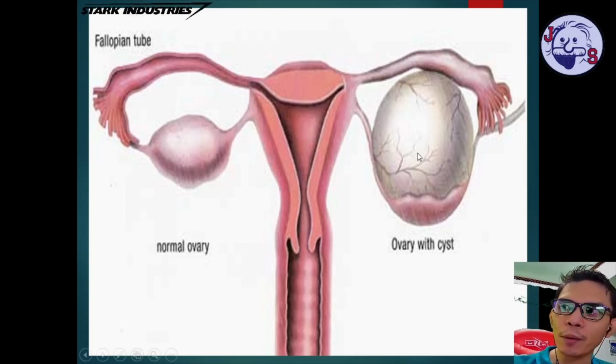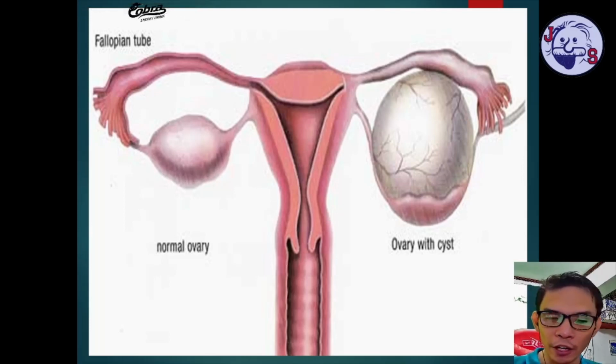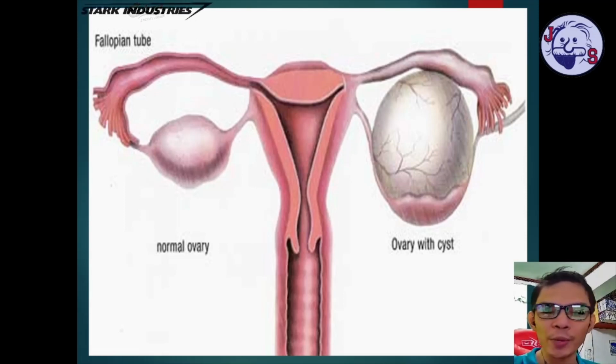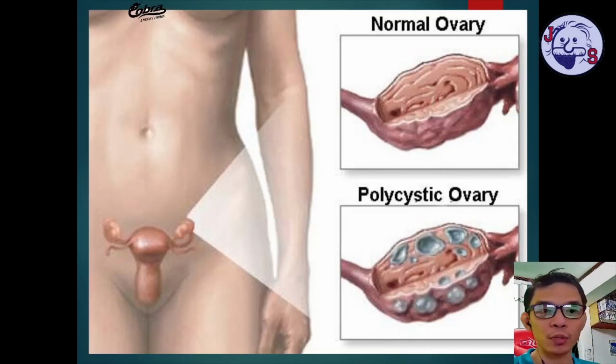Now, the cyst that you have right here can lead to tumors or cancers, so early prevention or early detection is required here. If you feel that you have something wrong with your ovary, go directly to your OB/GYN or your doctor to check it out. As much as possible, early detection is needed in order to prevent this kind of scenario.